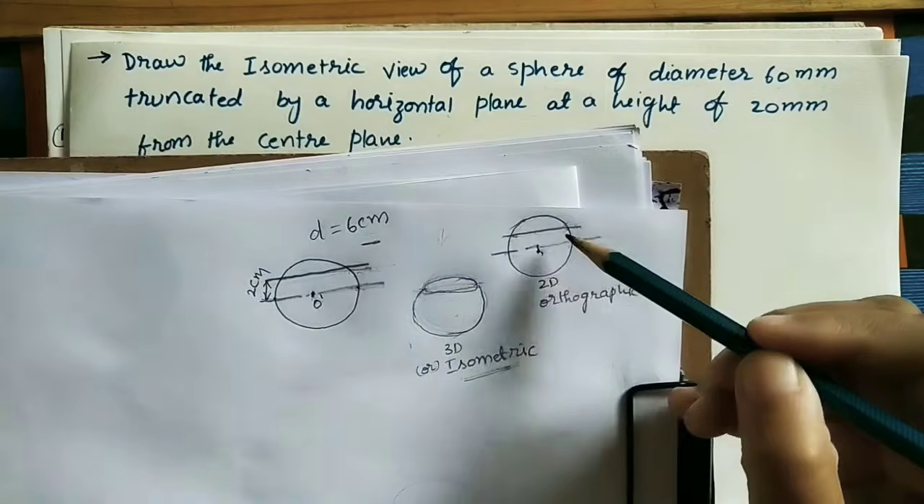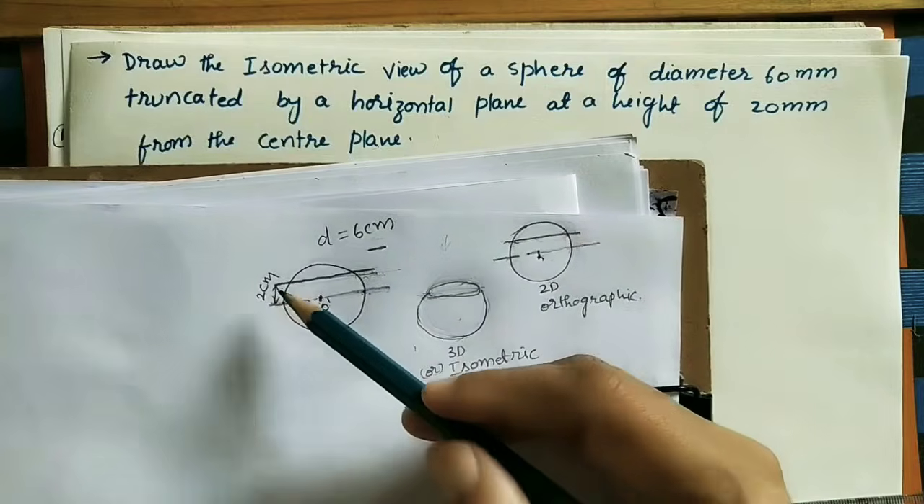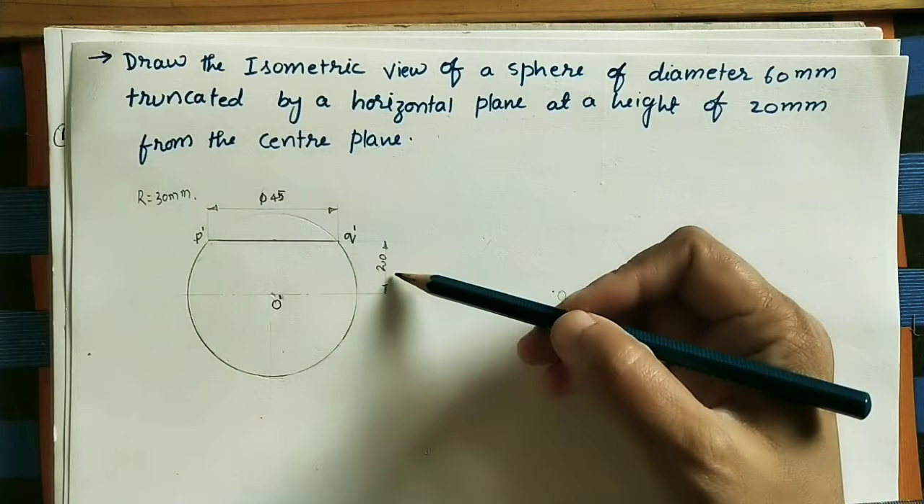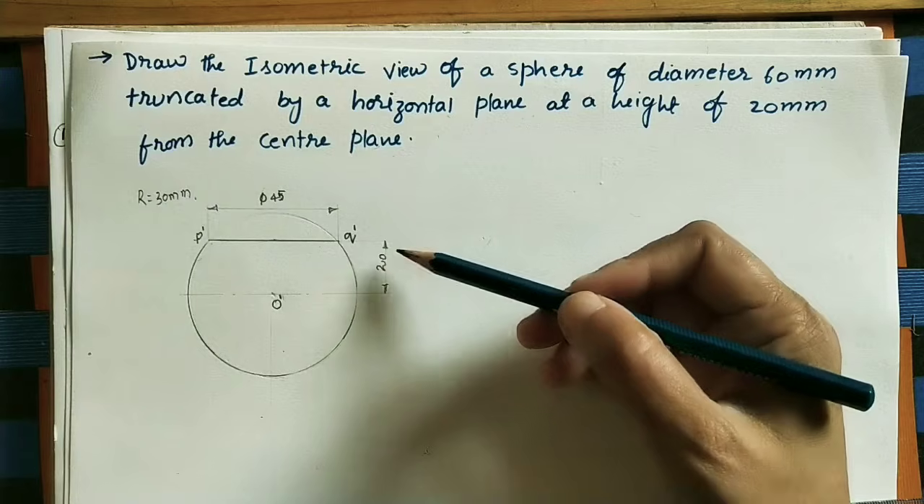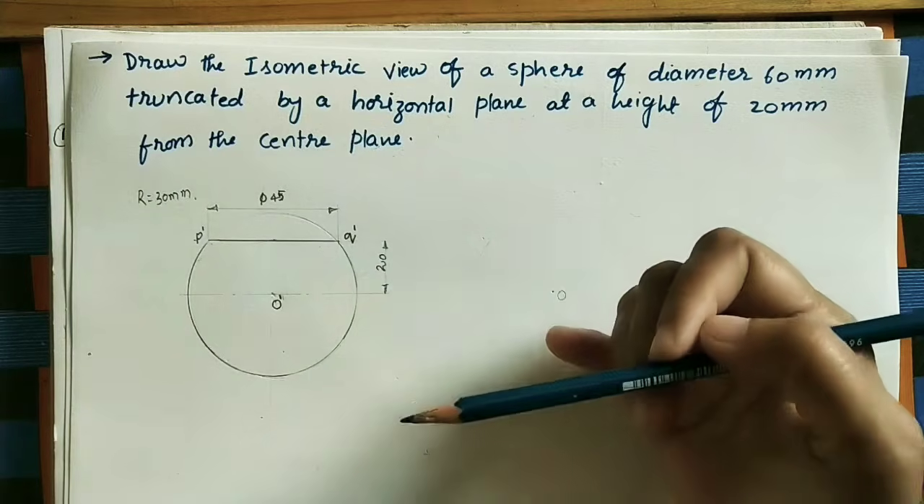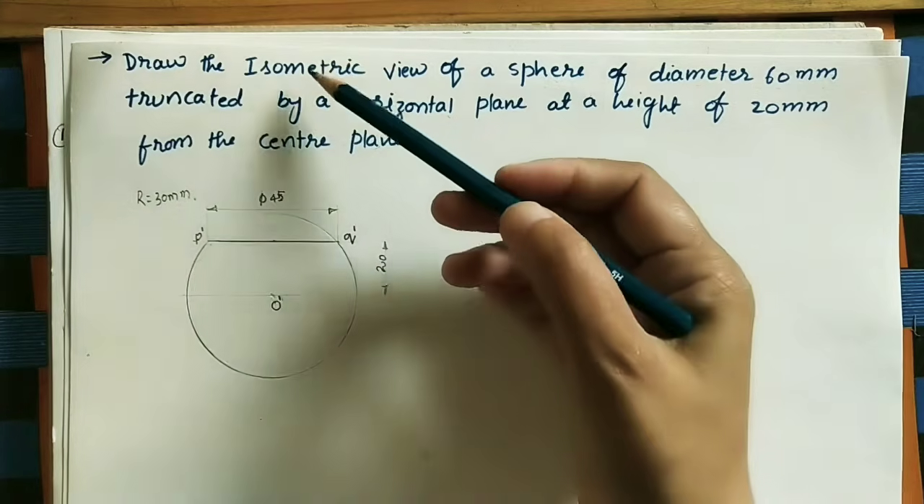After that, how much is this gap? So here I have marked 2 centimeter. Here also I took 20 mm. Okay, no need to write the mm or cm here. Just mark all dimensions in mm. Okay, after this we will do the isometric view here.